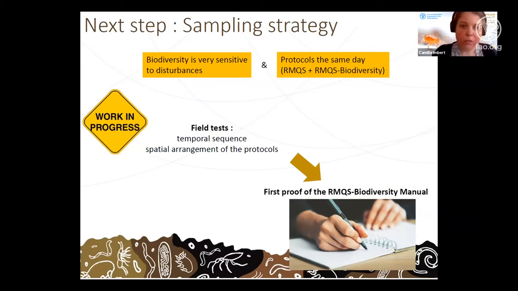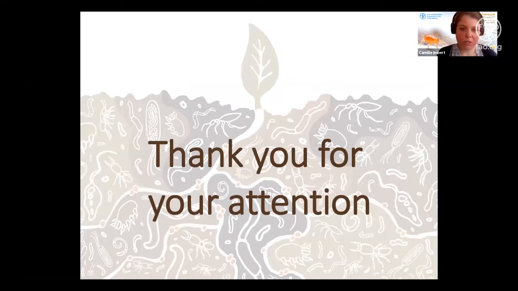And right now we are testing on the field, and we are also testing the feasibility, how much it costs, and how many people we have to add on the field to do these surveys. And like this, at the end, we will have a first draft of the RMQS biodiversity manual to explain how to do all these protocols on the field, and a first proposition that we will give to the French biodiversity agency, who will then decide whether to implement the RMQS biodiversity in a perennial way on the whole French territory. So thank you very much for your attention.